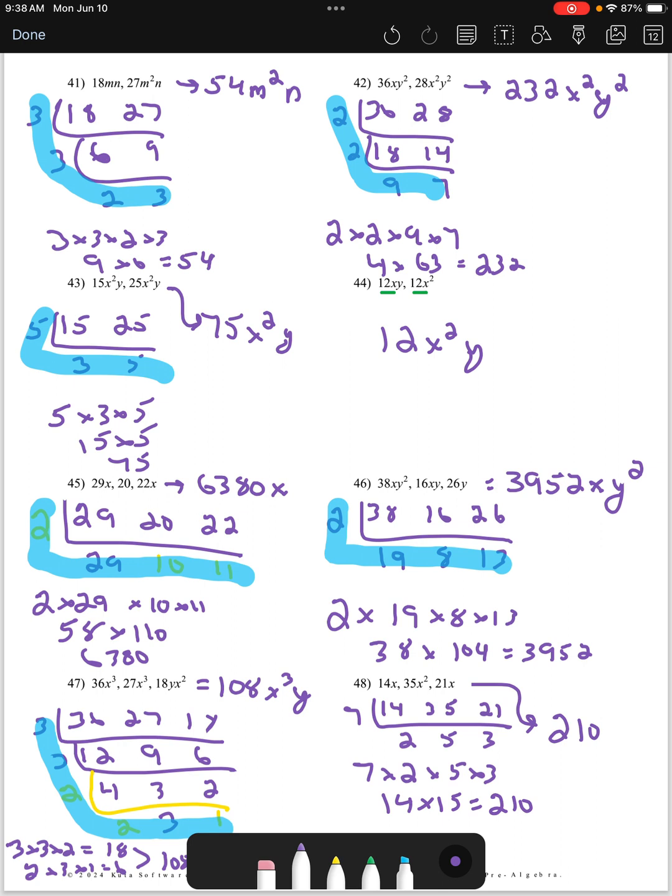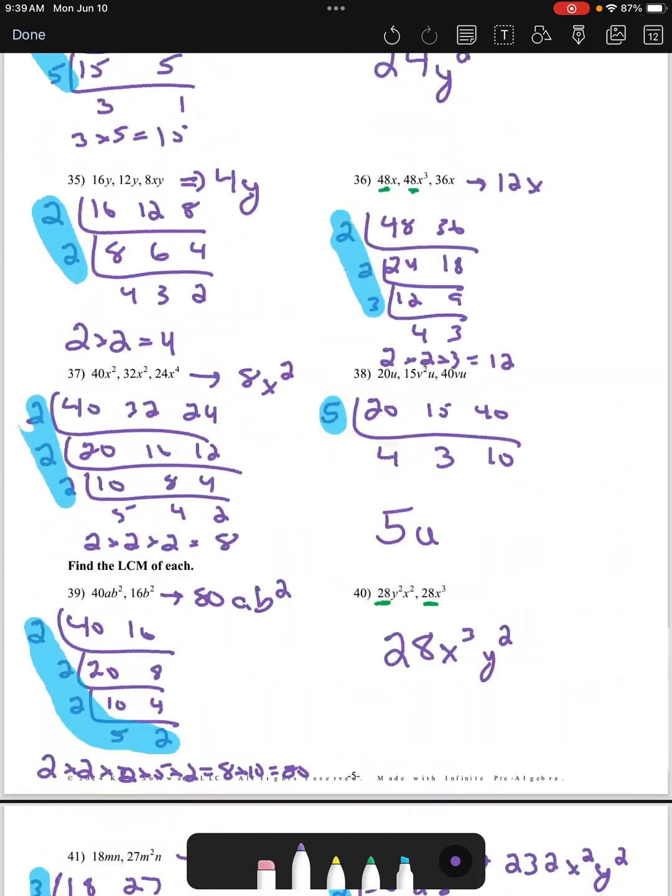And again, you can check me on that if you like. I just happen to know 15 times 15 is 225, so 15 times 14 is 15 less than 225. Variables, we've got x. Biggest exponent on x is a 2. That's all we have. So our final least common multiple is 210, x to the second power.